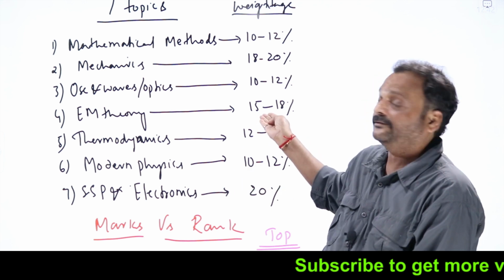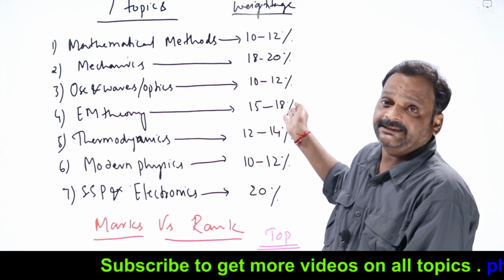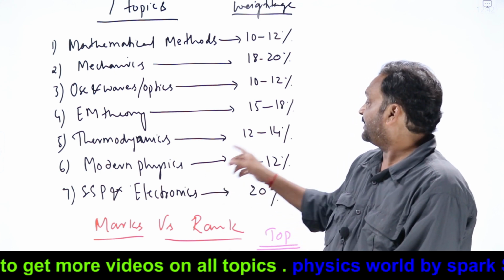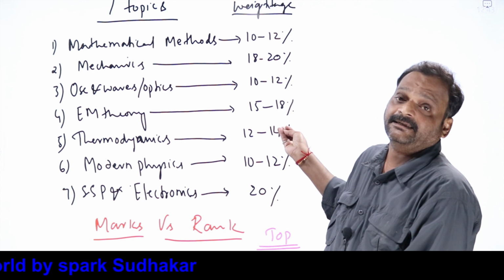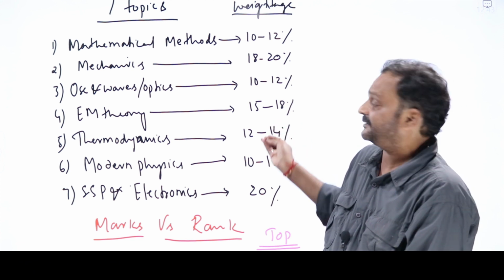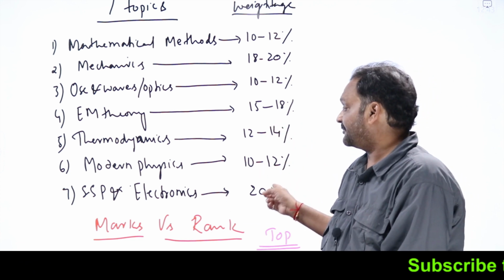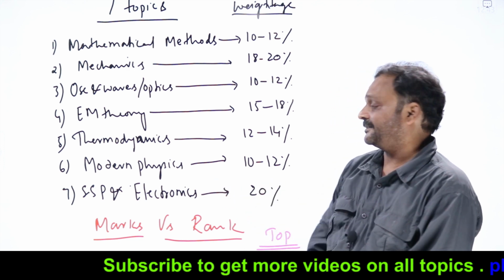EM theory, sometimes only 14, 15 marks are coming, sometimes even 18, 20 marks are also coming. Thermodynamics, sometimes 12 marks questions are coming, and sometimes 15 marks, 14 marks questions are coming from thermodynamics. Modern physics, around 10 to 12 questions. SSP and electronics, around 20%.